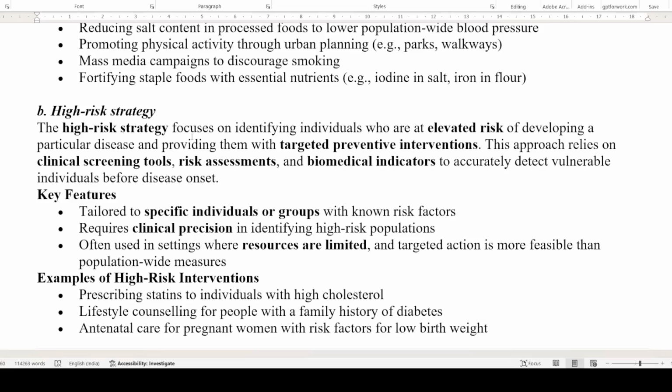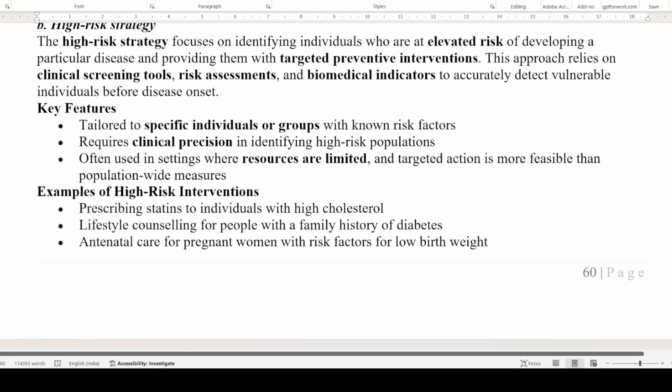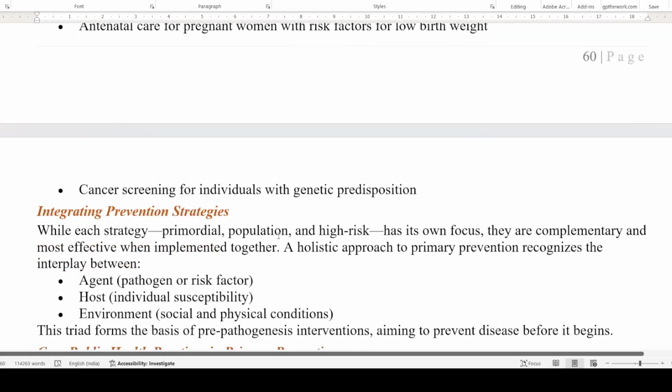And what are their risk factors? Means we can have a group which is at high risk of diabetes, a group at high risk of cardiovascular disease, then hypertension, or certain types of individuals. So key features are, we are identifying the individuals, and it requires clinical precision. This is often used in settings where resources are limited, but targeted action is still more feasible than population-wide measures. Examples are prescribing statins to individuals with high cholesterol, lifestyle counseling for people with family history of diabetes, and antenatal care for pregnant women with risk factors for low birth weight.